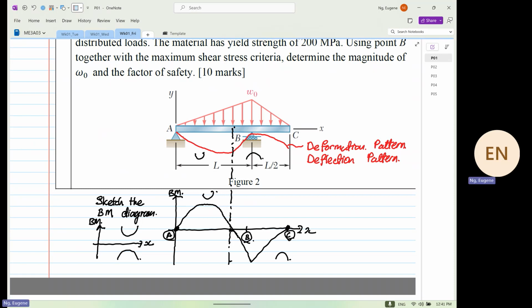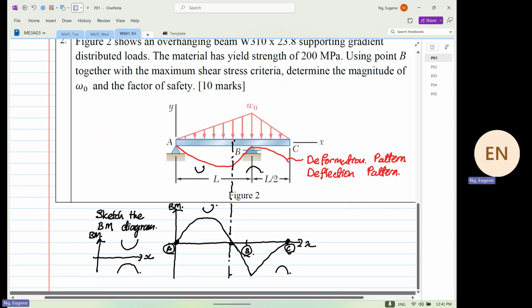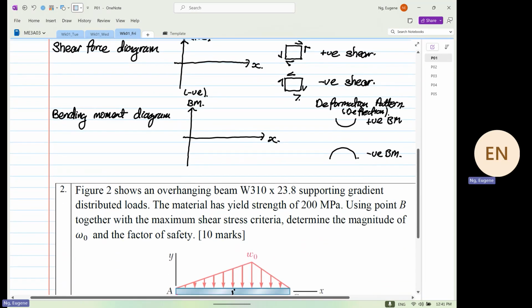So what I'm going to do is a quick revision. This is something new that you have not seen before. Am I right? You all have not sketched a bending moment diagram based on deflection. Am I right? Yes or no? You all learned this in 2P? Yes? Okay. And then we know what our shear force diagram looks like.